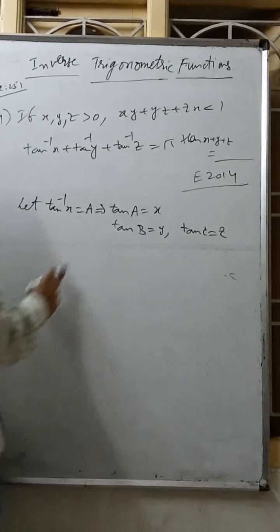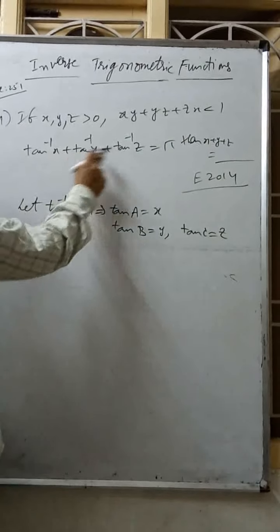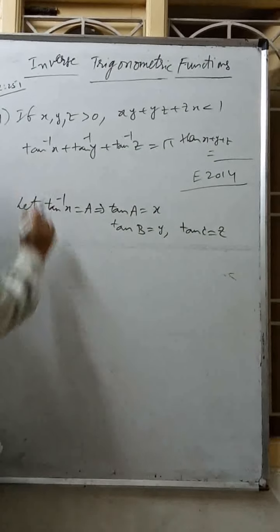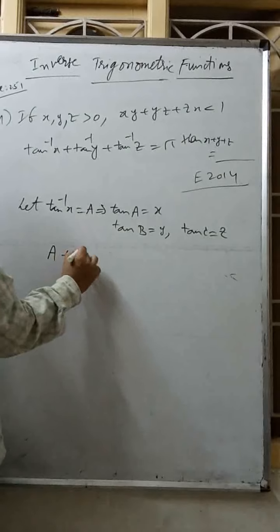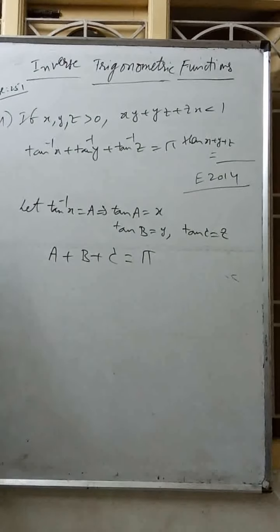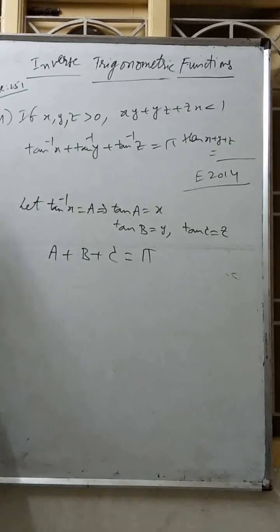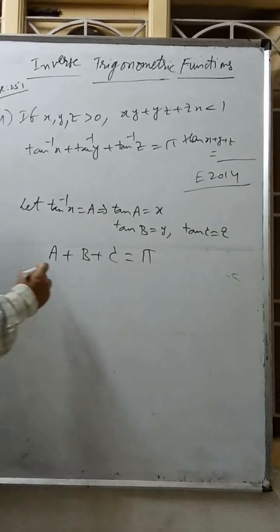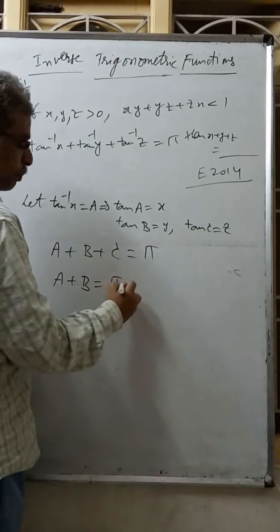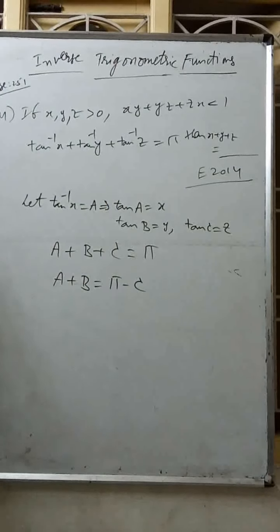So whenever he is giving tan inverse x, tan inverse y, tan inverse z, we will take a, b, c. This we know. So substitute a instead of tan inverse x, b for tan inverse y, c for tan inverse z. A plus b plus c equal to pi is given. Now he is asking x plus y plus z value. I will bring c to that side. Becomes a plus b equal to pi minus c.